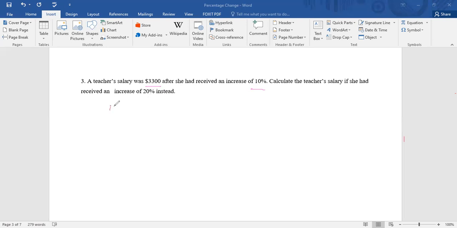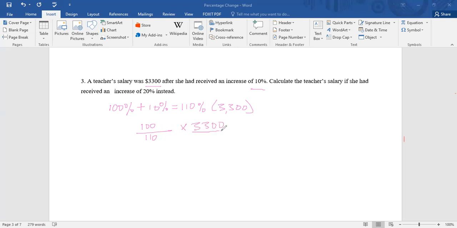So originally her salary was 100%, and she had a 10% increase, so that gave her 110%. This 110% was basically $3,300. That is what she received. So I'm going to remove the 10% from here. I'm going to take 100 over 110 because we are removing it. This is just like how we find the cost price. We are actually removing the percent there. Times it by 3,300.